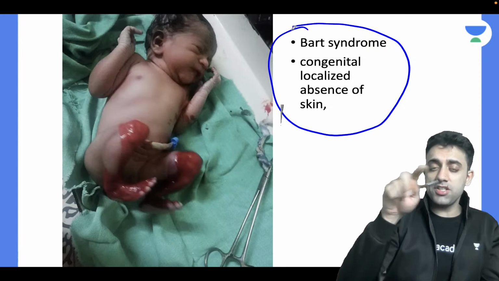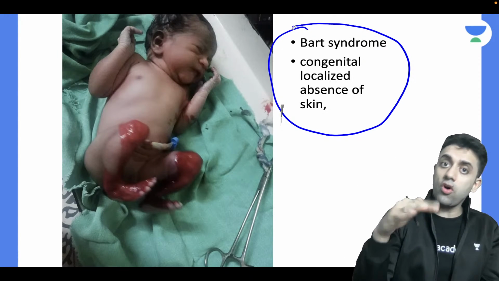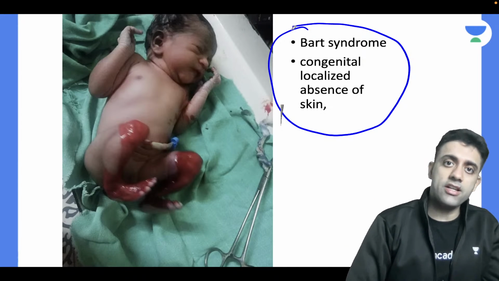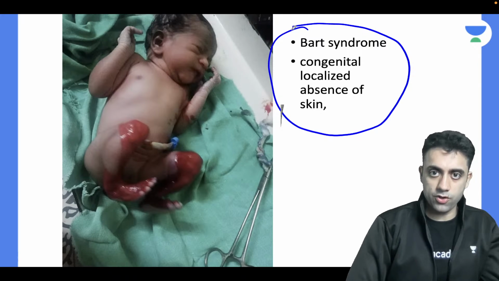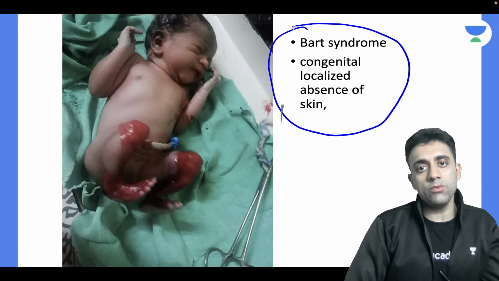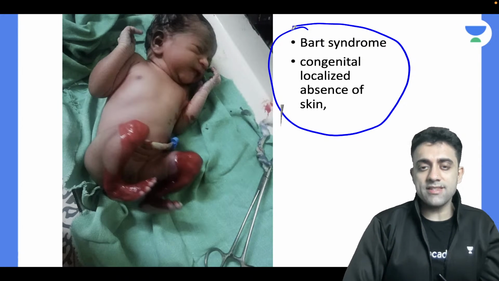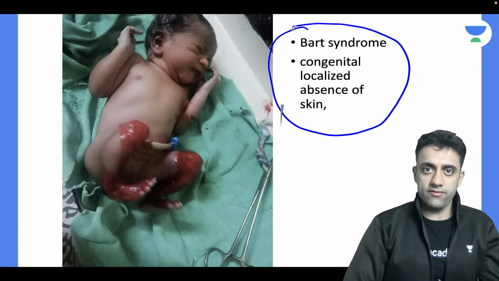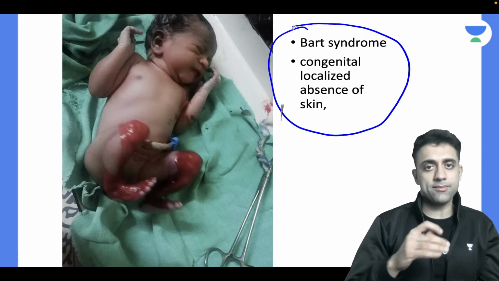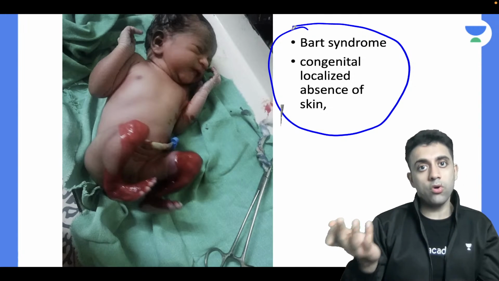In the scalp there may be a congenital absence of the skin, or even the bone also. That is there in cutis aplasia. Cutis aplasia is a feature of Patau syndrome. But this one is Bart syndrome, congenital localized absence of skin. Only skin, not the bone. Whereas in cutis aplasia you have congenital absence of skin or even underlying bone also.